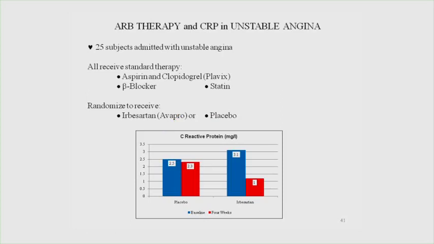And then you look at C-reactive protein levels, they fall slightly from 2.5 to 2.3 at 4 weeks with placebo therapy. They fall a lot more from 3.1 to 1 with angiotensin receptor blockade therapy. We block that inflammation in the artery wall, less interleukin-6 to go to the liver, less C-reactive protein. That makes a lot of sense.